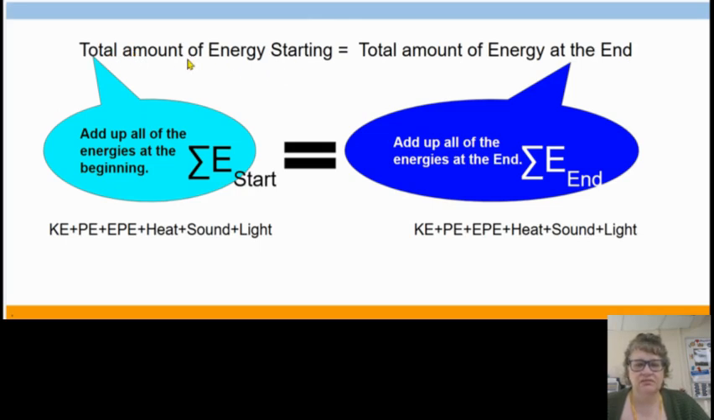But what does that mean? Basically, add up all of the energies in the beginning. Another way of putting that is the sum of E at the start. When it says add up all, it means everything: kinetic energy, potential energy, elastic energy, heat, sound, light, anything else that could possibly be an energy at that point. That's going to equal adding up all the energies at the end, or the sum of the energies at the end.